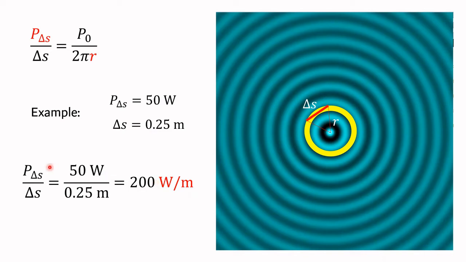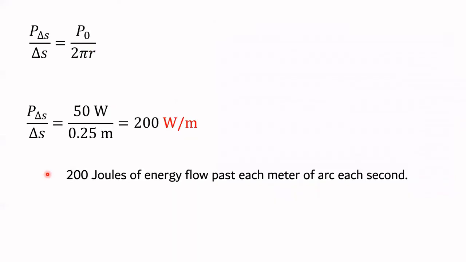So hopefully it's kind of intuitive for you that this fraction tells us about how concentrated the power is. I'm getting ahead of myself here. Let me just re-express that one more time. So for each meter of arc around that circle, 200 joules of energy flow past every second. I'm being really precise here in distinguishing power from energy. So when I say joules of energy and then over here per second, that's really the unit of power. So you could think of that as how concentrated the power is.